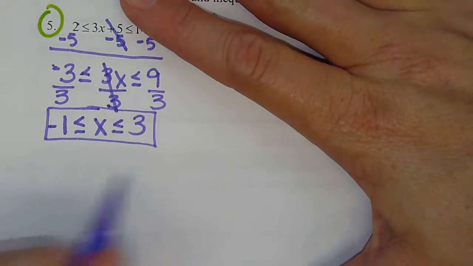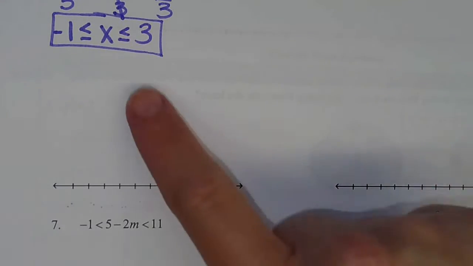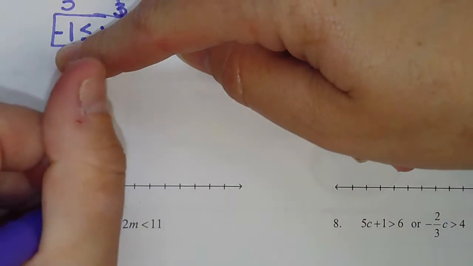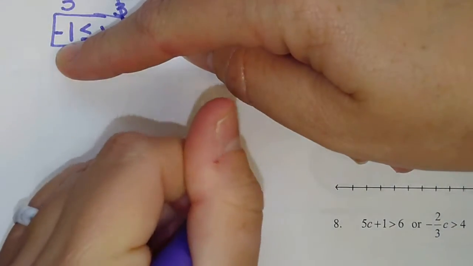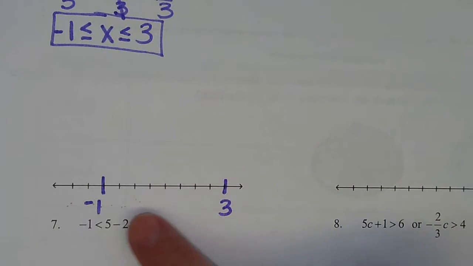So to graph it, here's our number line. They give you a number line down here. Just realized that. We have to put at the negative 1, let's see, we're going to put a negative 1 right here. And I'm going to put a 3 on the other side because negative 1 and 3. So negative 1 and 3.